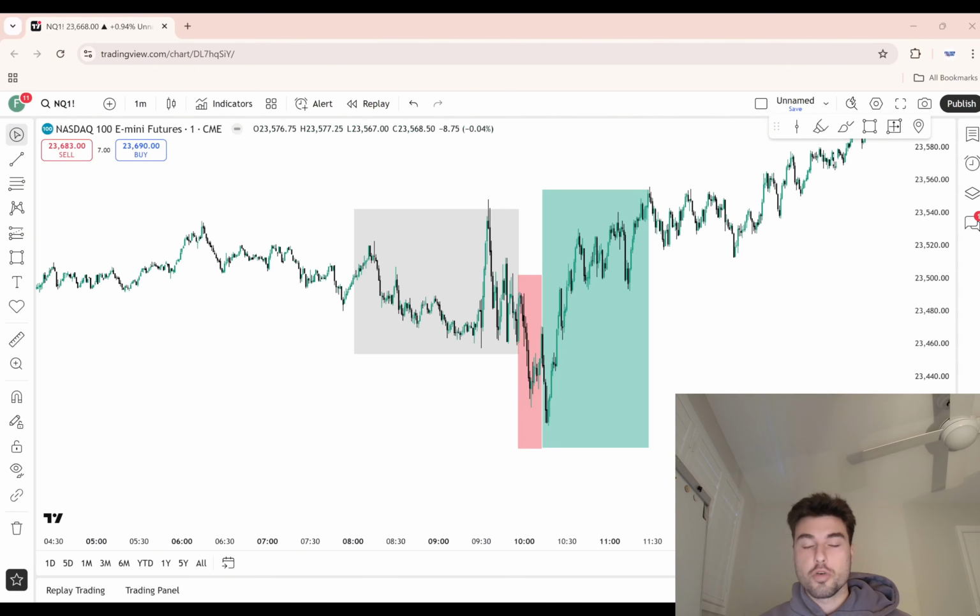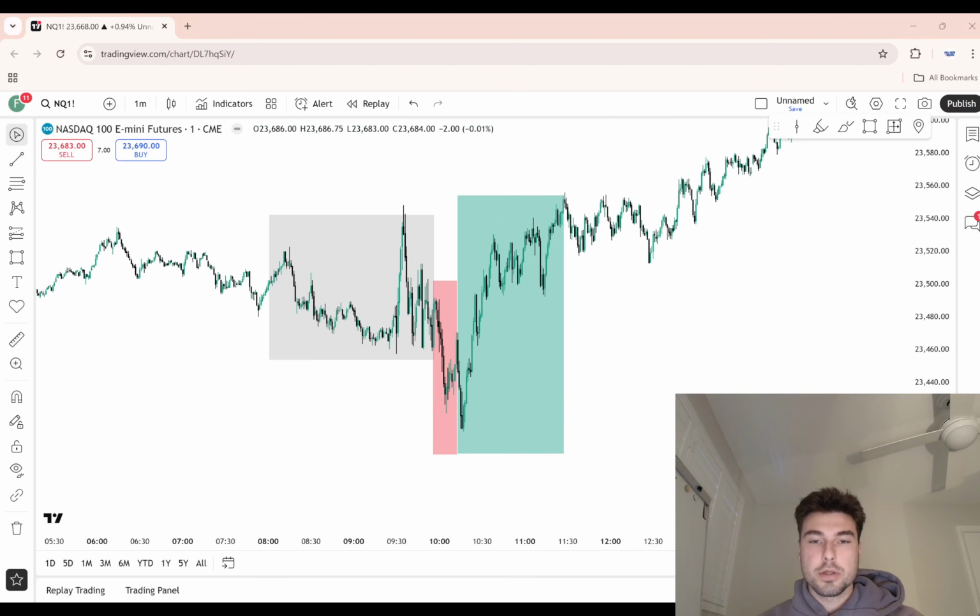If you're new here, my name is Ruben, and today we're going to discuss how you can use ICT's Power of 3, a fractal concept, to find your daily bias. Let's go. Now on the charts here, this is from the New York session. I want to illustrate this concept multiple days in a row so you can see how this repeats.